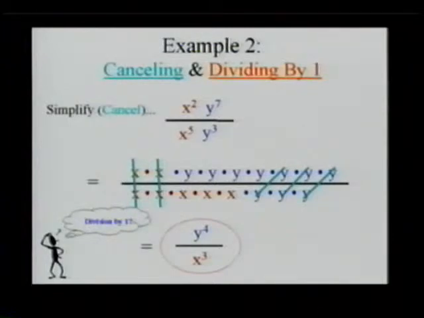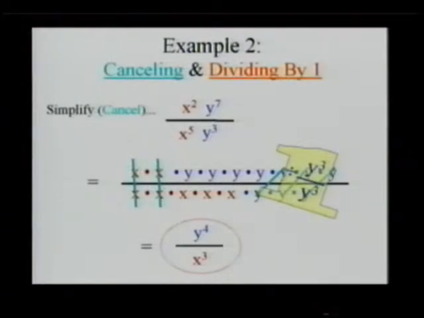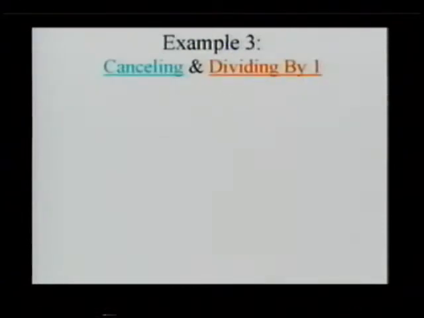Now, why could I do that again? Because I divided by 1 in the form, in this case, x to the second over x to the second. And then in the other one, when I canceled, I divided by 1 in the form y to the third over y to the third. So I'm not breaking any rules. I'm not making any rules. I'm using the identity element of 1. Let's do another one.